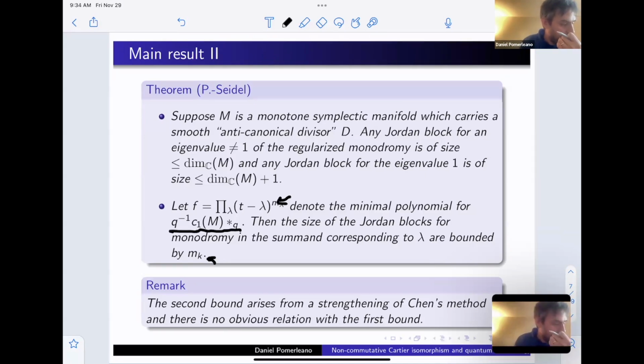For example, if your quantum multiplication were semi-simple, which is the case for a lot of nice manifolds, then this gives you basically that these monodromies have finite order. So in practical examples, this gives you a very strong constraint. Of course, if there were no rational curves, that would be the other extreme to semi-simple quantum multiplication. Then certainly the first bound is sharp, basically, maybe up to this factor of 1. So in that case, this wouldn't tell you anything much new.